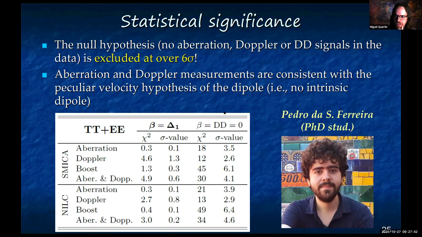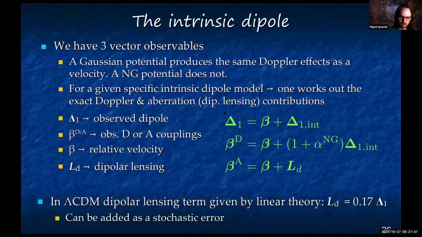So what do we have? We have three vector observables: the dipole itself, the Doppler couplings and the aberration couplings, three vectors. As I said, a Gaussian potential produces the same Doppler effect as velocity. So a simple parametrization that we did is to put a scalar constant, alpha, here, which is zero if you have a Gaussian premodel dipole, and therefore beta d and delta one become degenerate. If you can measure alpha different than zero, it means that you are measuring a non-Gaussian premodel dipole, something which is not compatible with single field slow-roll inflation.